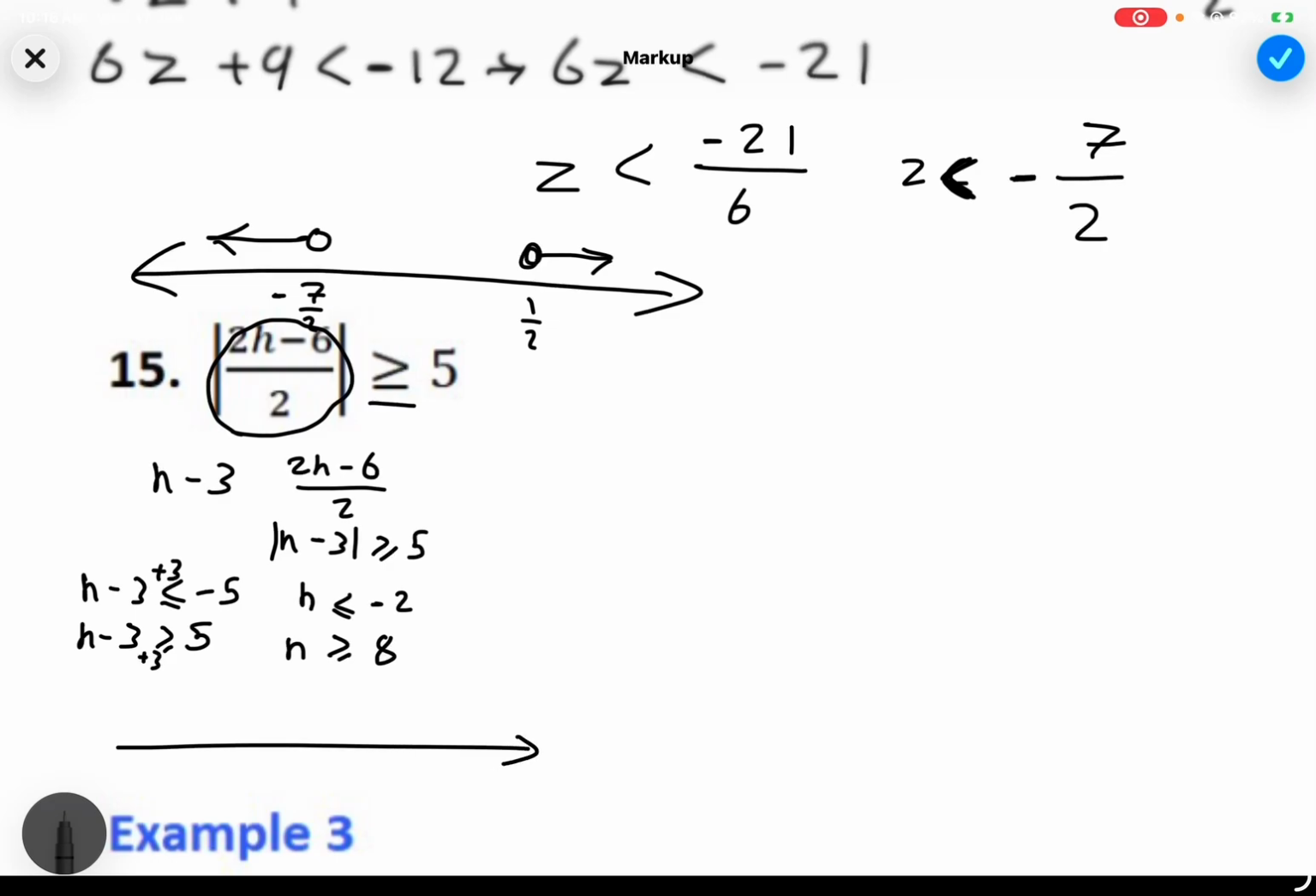Number line: 8, negative 2, filled circle pointing this way. Yay.